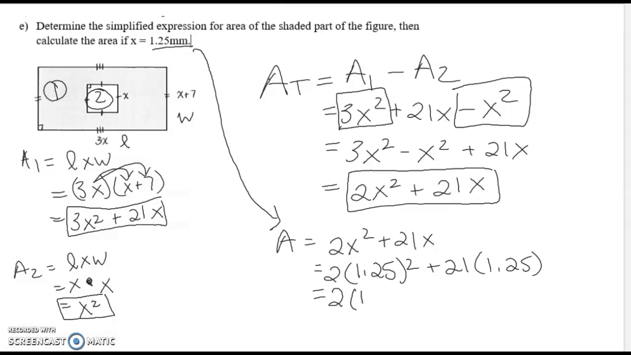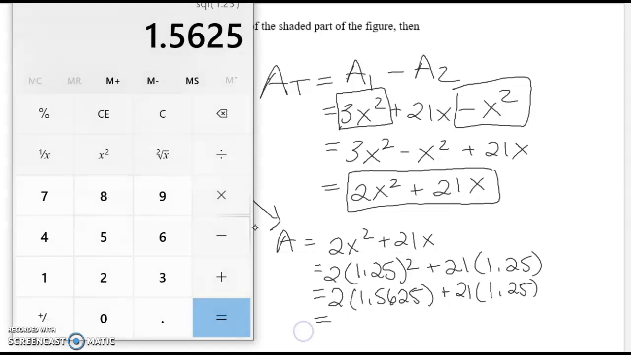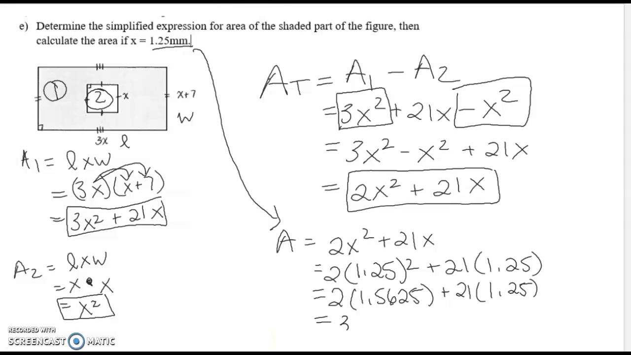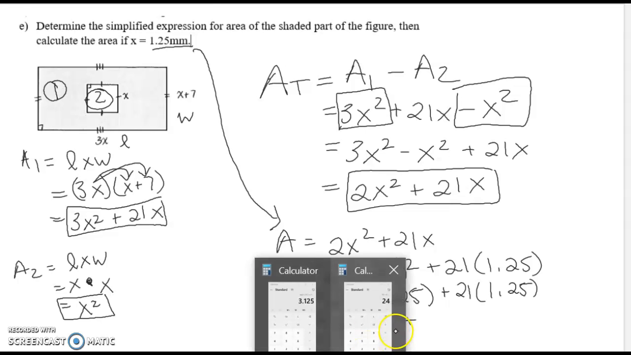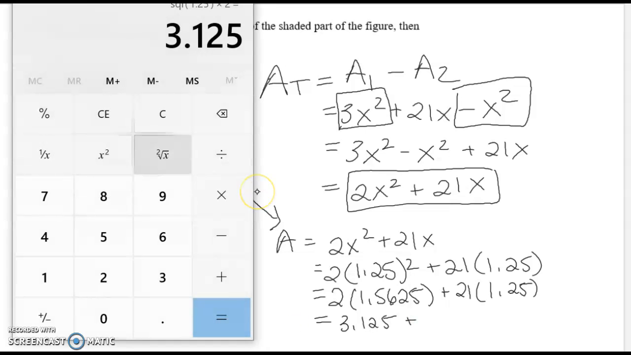So I'm going to leave that. 1.5625 plus, and we have 21 times 1.25. Okay, now we're going to multiply everything together. So 1.5625 times 2. So take our answer, times it by 2, and what do you get? 3.125. So this is 3.125 plus, and now we have to multiply this, 21 times 1.25 gives us 26.25.